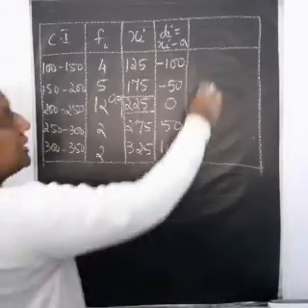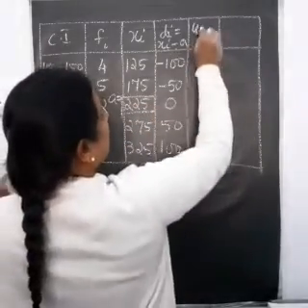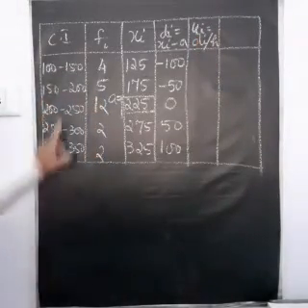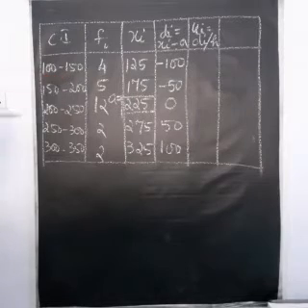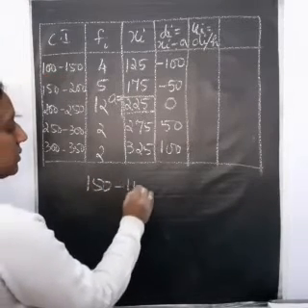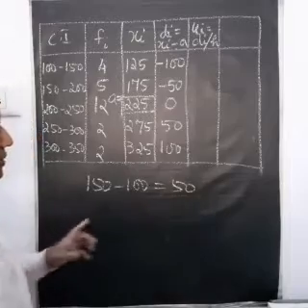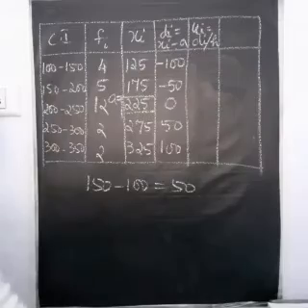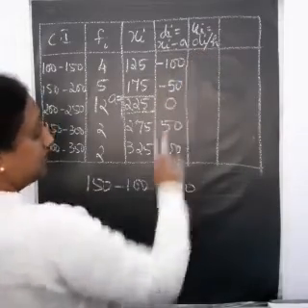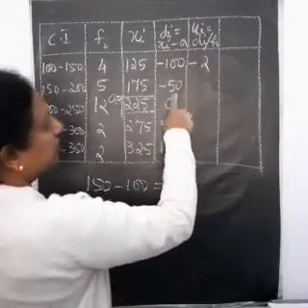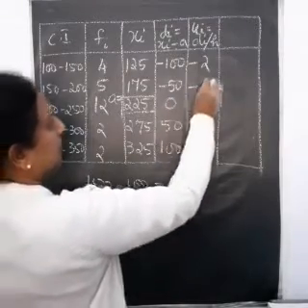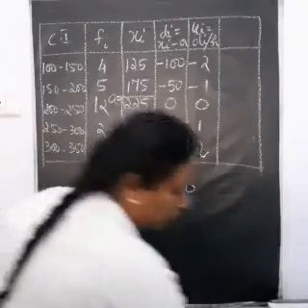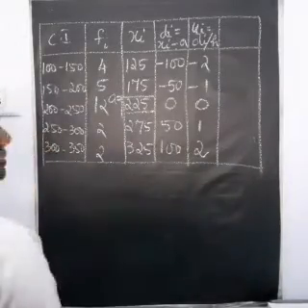Now we have to find ui. Now ui is equal to di divided by h. Now what is h? h is the difference of the upper limit minus the lower limit, that is 50. So we find that 50 is the common factor in this column also. So if I remove that, minus 100 by 50 will be minus 2. Minus 50 by 50 will be minus 1. This will be 0. This will be 1. This will be 2. Now we have got the ui column.